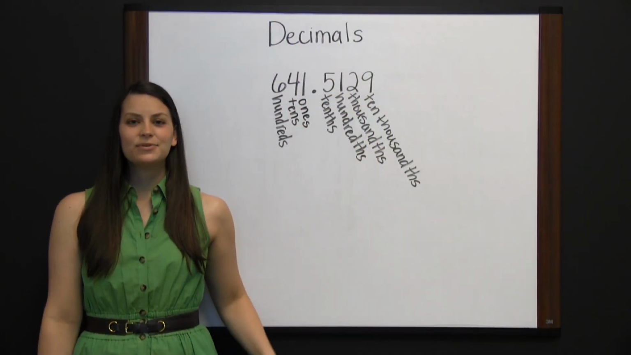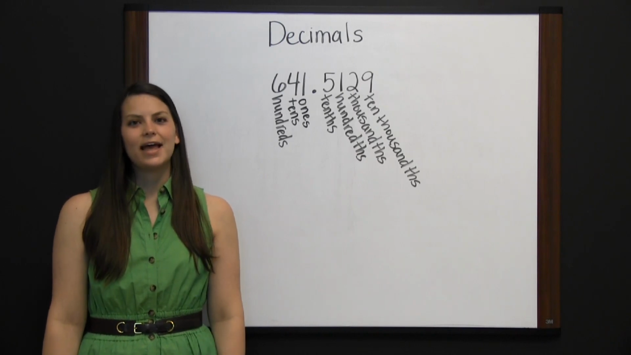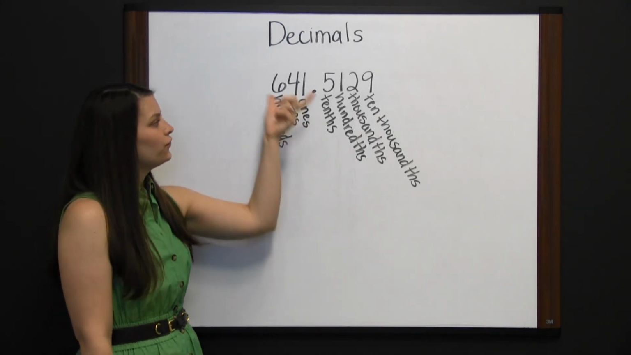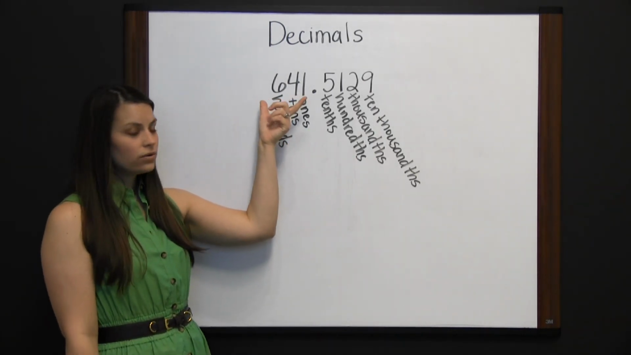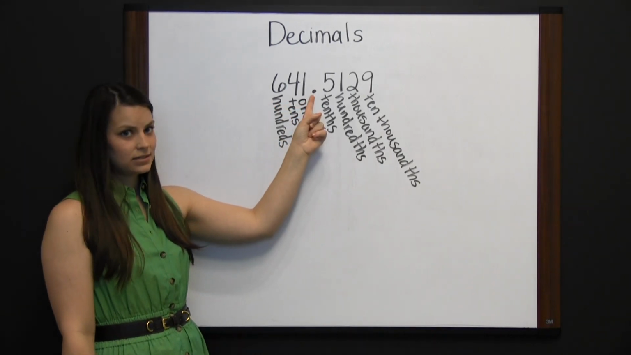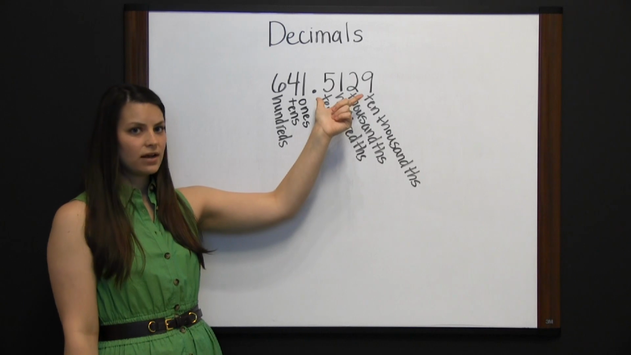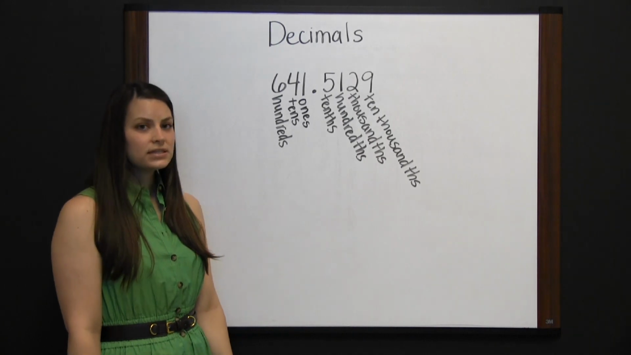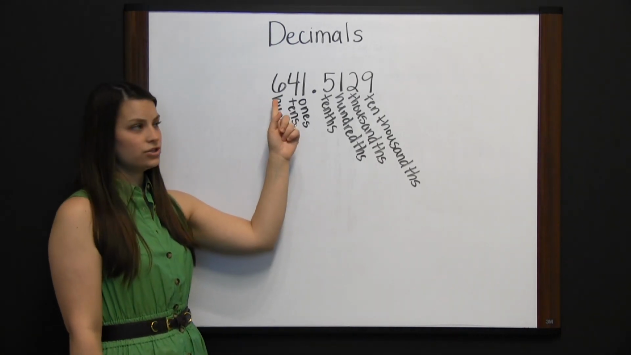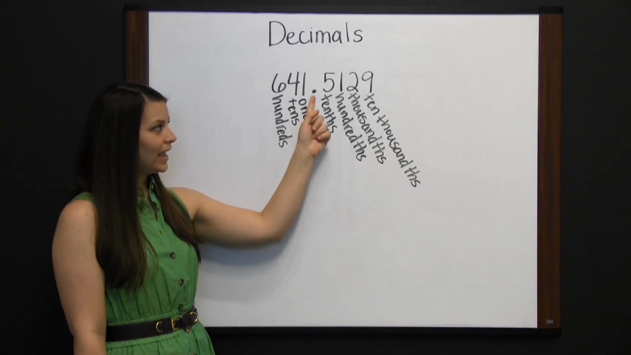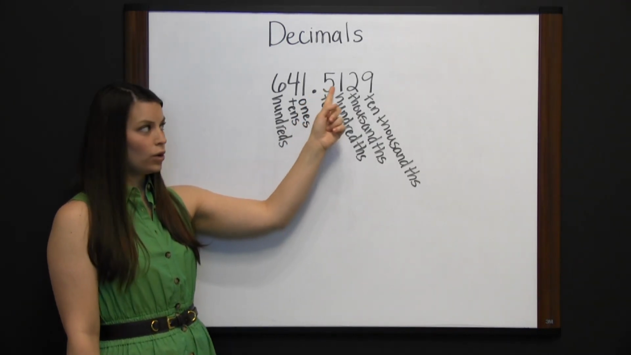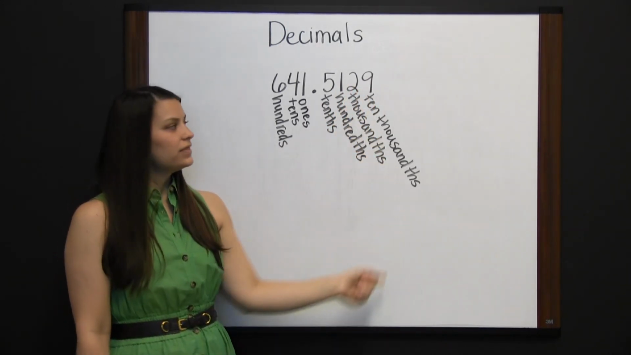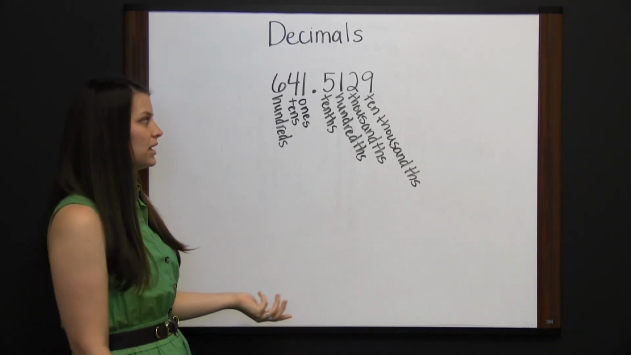Decimals. Decimals use place value to represent an amount. To read a decimal, like we have here, first read the number to the left as a whole number, followed by and, then read the number to the right of the decimal, followed by the last place value. So this number would be read as 641 and 5,129 10,000ths. This number could also be represented as a mixed number.